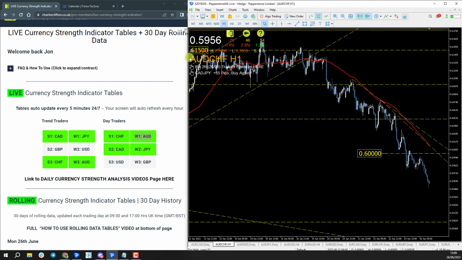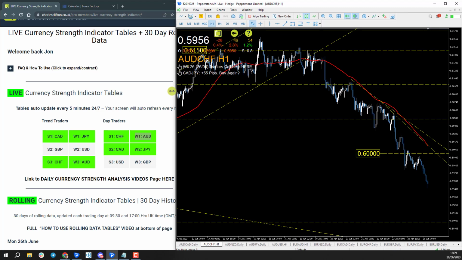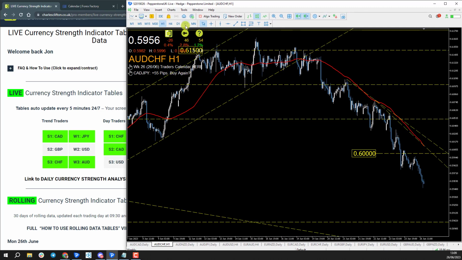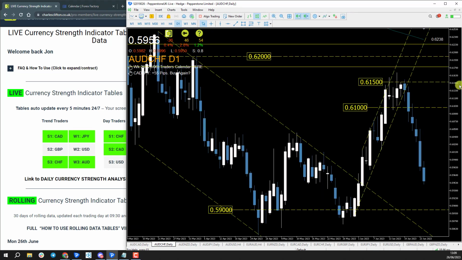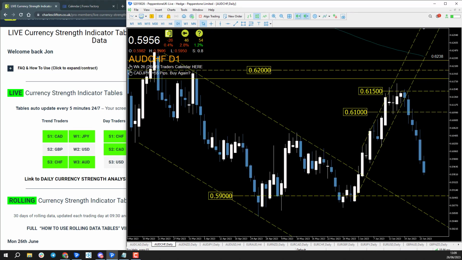You can see I've got Aussie Swiss open here on our charts on the right hand side, and I'm just going to expand it out a little bit, and we're going to first of all just go up to our higher time frames. I'm going to go to the daily just so I can show you what's been going on most recently, and we can see that price has been breaking through key areas of support.